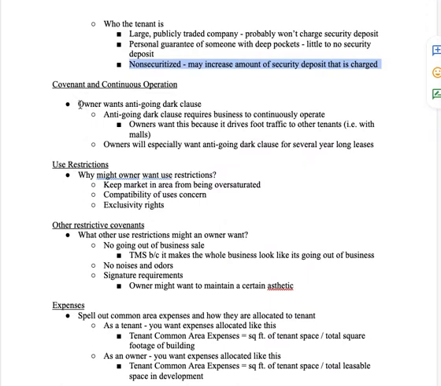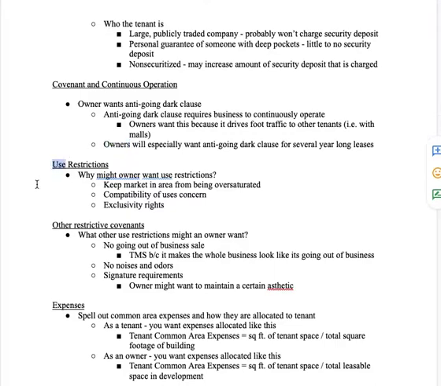Covenant of continuous operations in the commercial lease. So the owner is going to want an anti-going dark clause. An anti-going dark clause requires a business to continually operate. Landlords will want this because it drives foot traffic to other tenants. Like with malls, you want a bunch of stores that are open. Owners will especially want an anti-going dark clause for a several-year lease. Going dark is when the business closes up and it's an empty vacant storefront. You don't want that if you're a landlord.